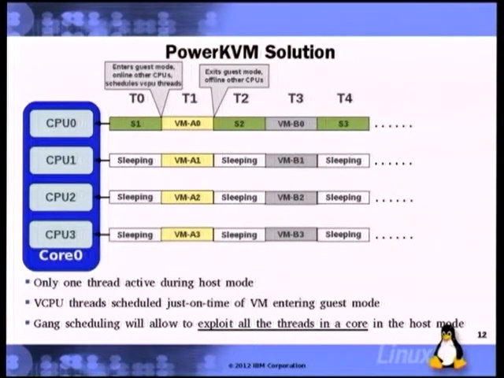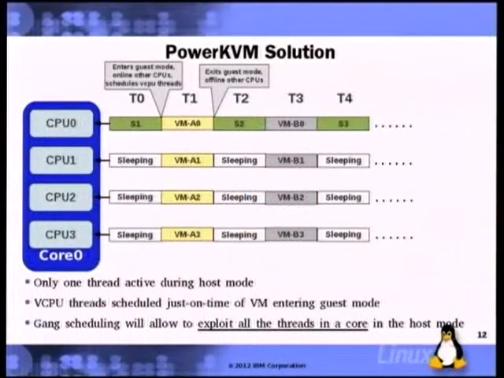Whenever I'm scheduling a vCPU thread and it's just about to enter the guest mode, just before that the other cores are brought online and scheduled with the vCPU threads, and they also need to enter at the same time and exit at the same time. The same thing happens when an exit happens.